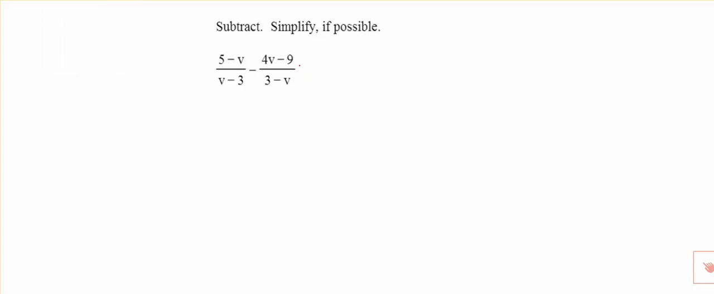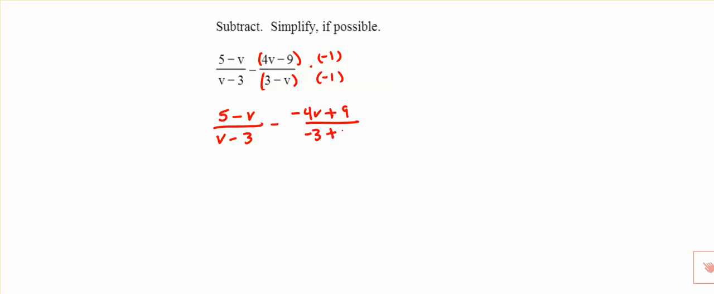So we'll start off here, and I'll just multiply the second fraction by -1 over -1. The reason we multiply the top and bottom by the same thing is so we can keep the fraction equivalent to what it started. So this would become -4v plus 9 by distributing the -1. That will become -3 plus v.